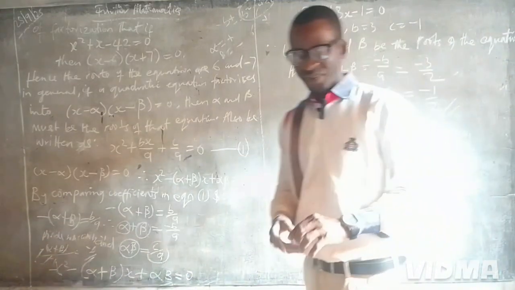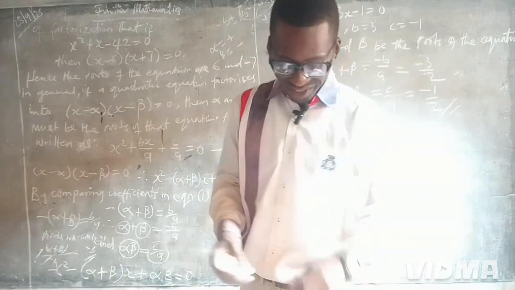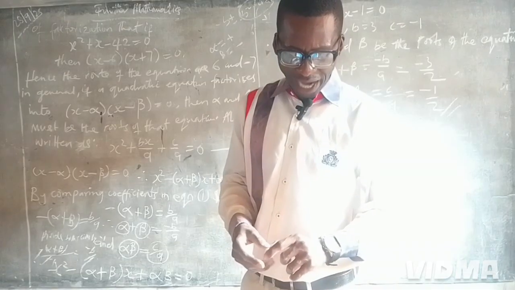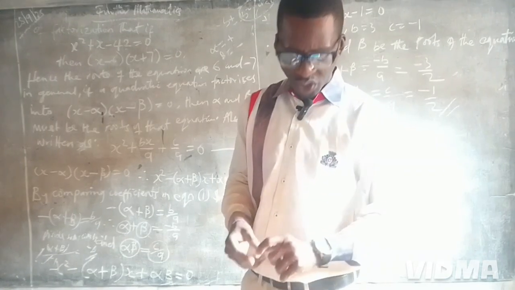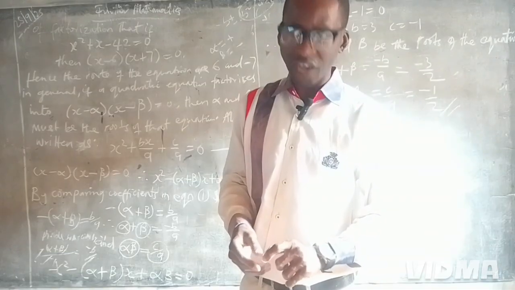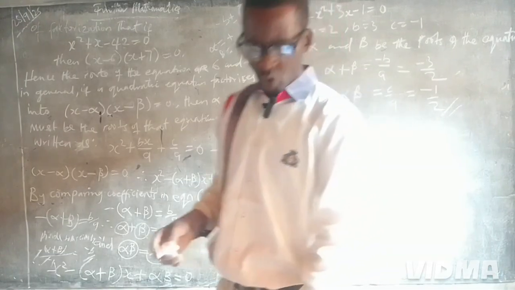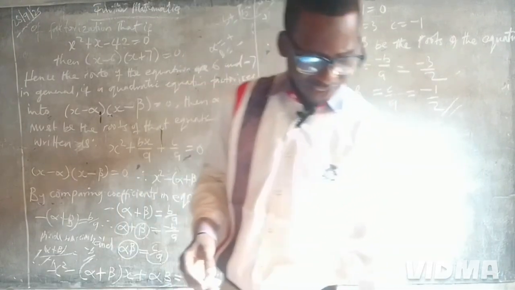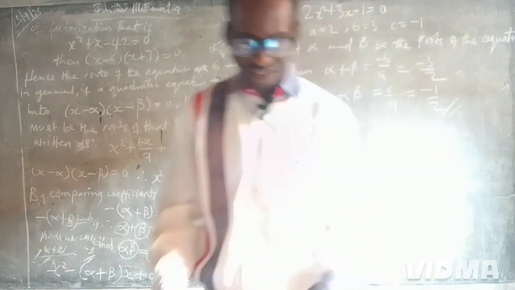So that's it for today. Our assignment is 3x squared minus 5x minus 2 equals 0, and another assignment is x squared minus 4x minus 3 equals 0. So that's our assignment. I'll meet you in our next class.